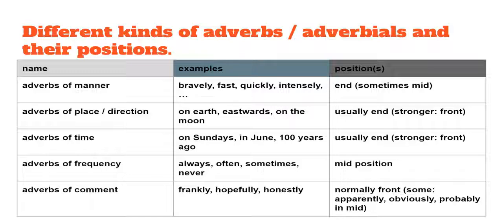And last but not least, there are adverbs of comment, which include words like frankly, hopefully, honestly, and these words offer information about how the speaker or the writer thinks about his sentence: if he means what he says, or if he wants to make sure that everybody knows he's not 100% sure about the truth of the sentence. This is what adverbs of comment do, and they normally appear in front position.